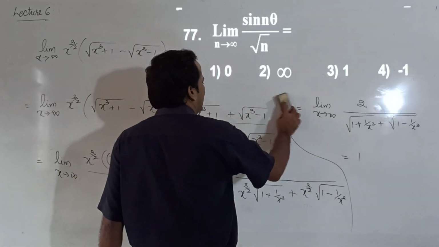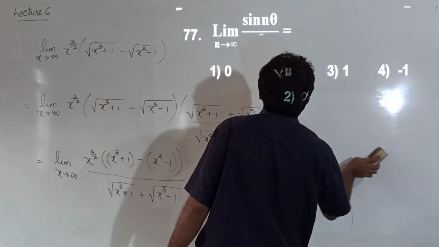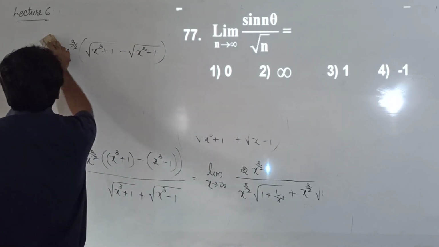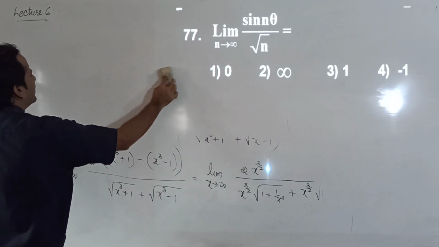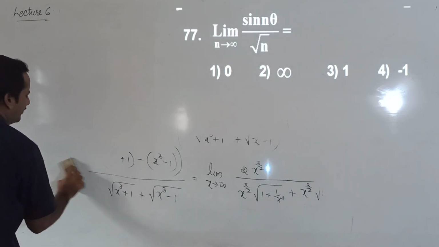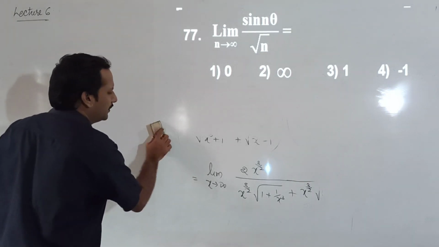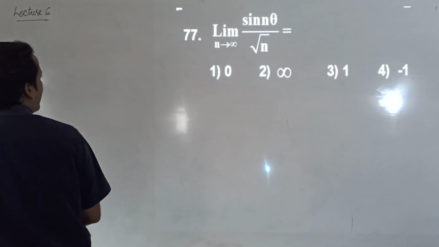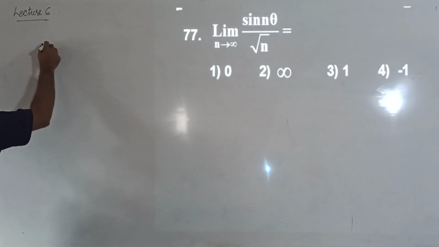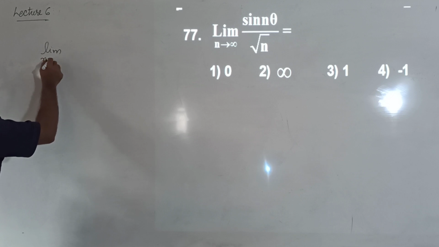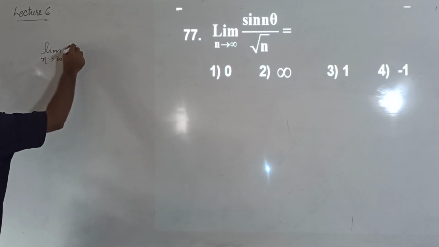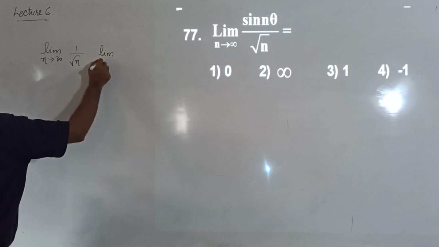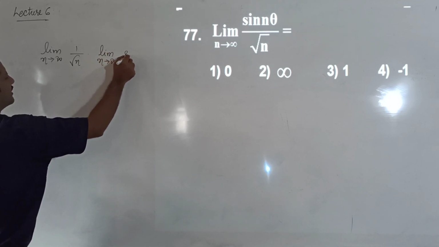77th question. Limit n tends to infinity sin n theta divided by root n. I will rewrite the given problem in this way. Limit n tends to infinity 1 by root n into limit n tends to infinity sin n theta.